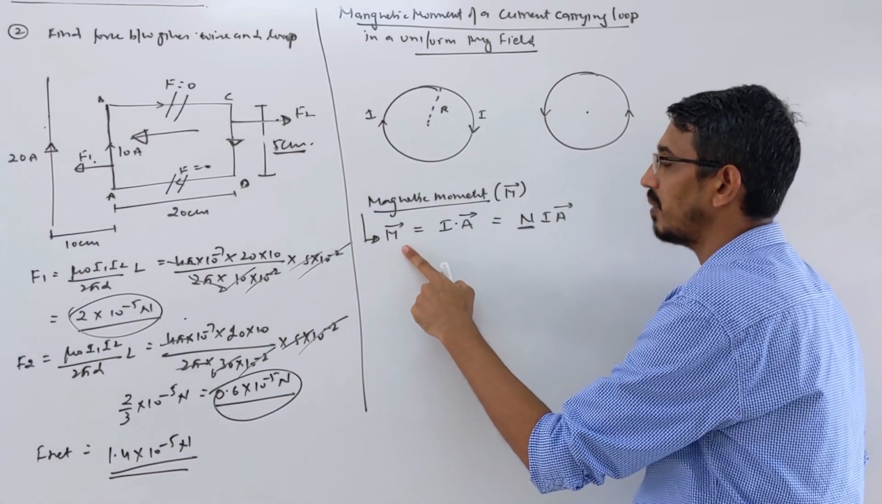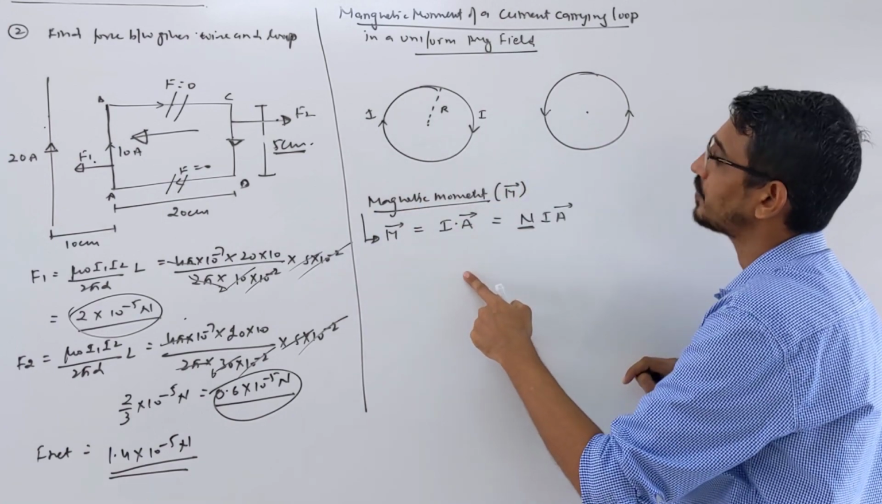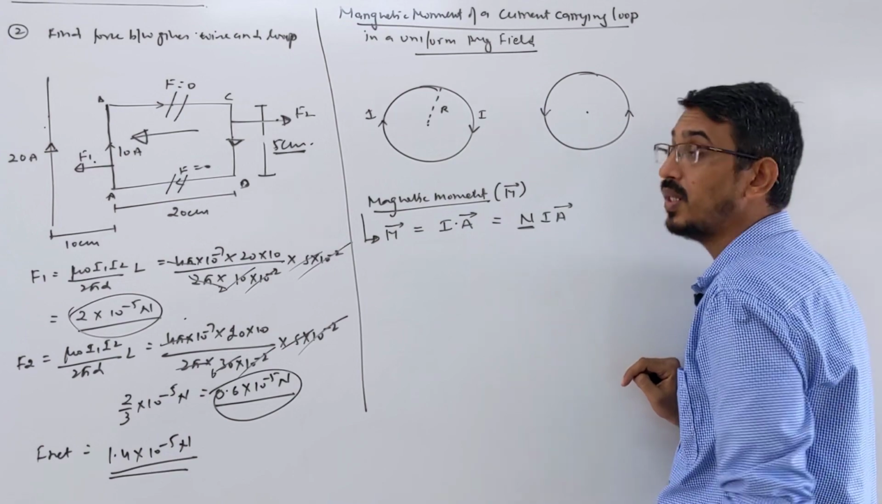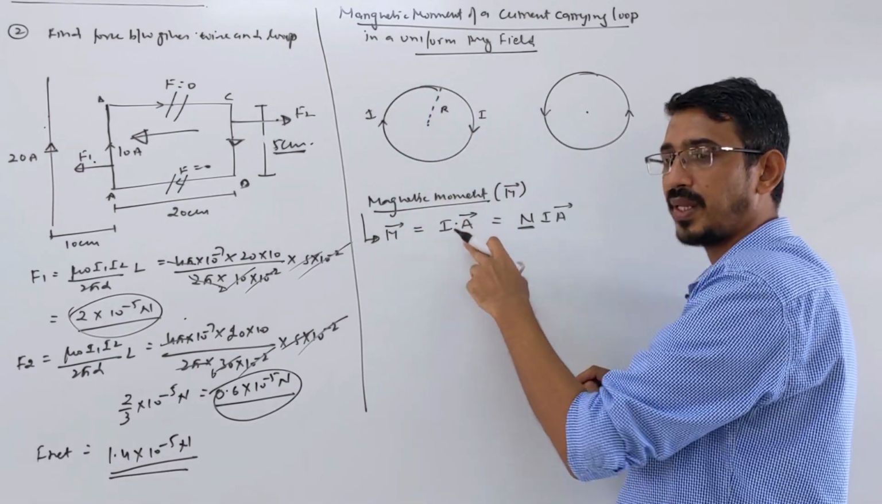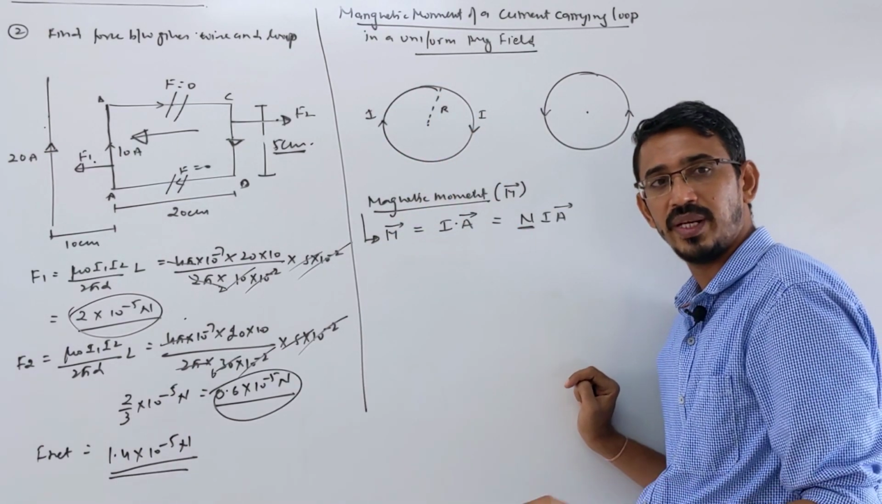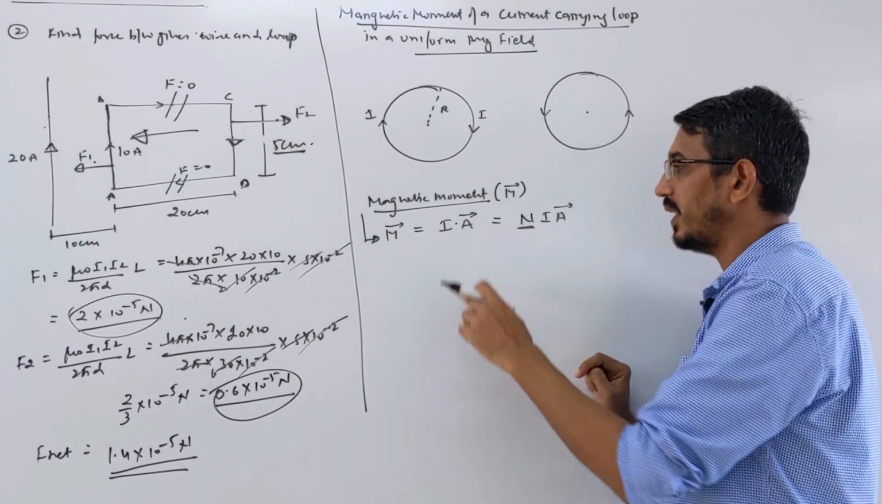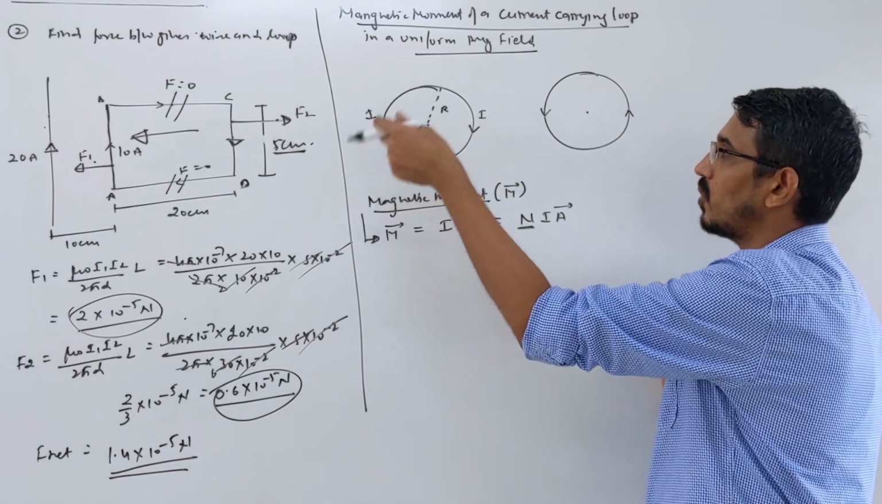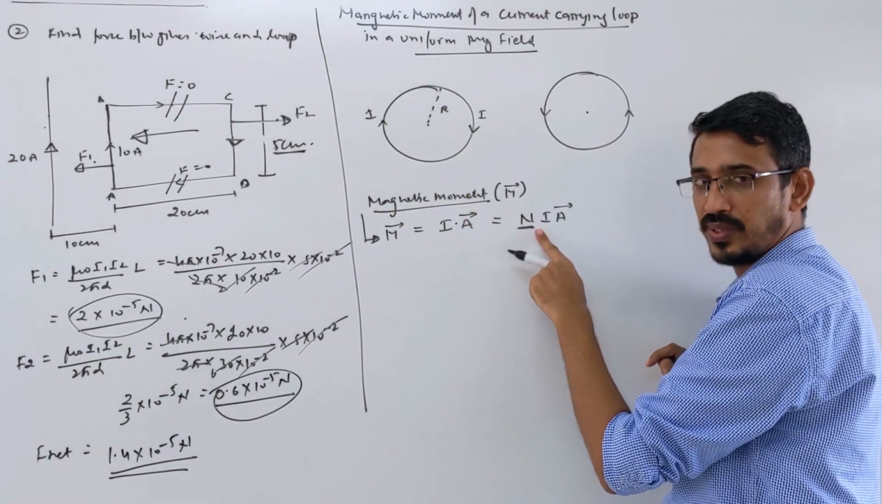So magnetic moment of a current carrying loop is simply current in that loop into area of the loop. If it is a circular loop, then area is pi r square. Rectangular, then length into breadth. Depending upon what type of loop it is, you can write the area here. So current into area is called magnetic moment. If number of turns is also given here, you can multiply number of turns also, right?